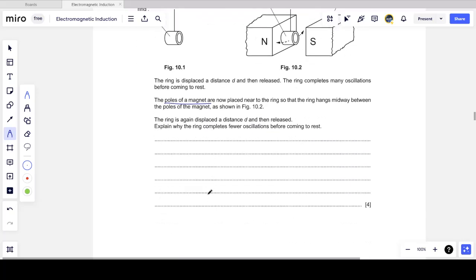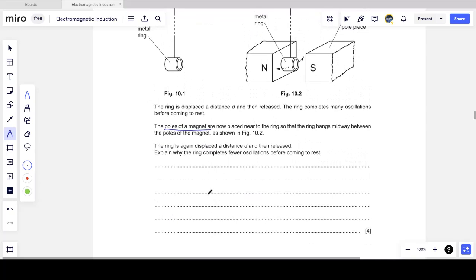So a common answer for this question is that, well, the ring is metal, so it's magnetic, which immediately we know is not true. But since the ring is magnetic, it gets pulled to either one of the faces and removes energy from the oscillations. And this is not true. We are not told that the ring is magnetic. We are told that the ring is metal, so it is a conductor.